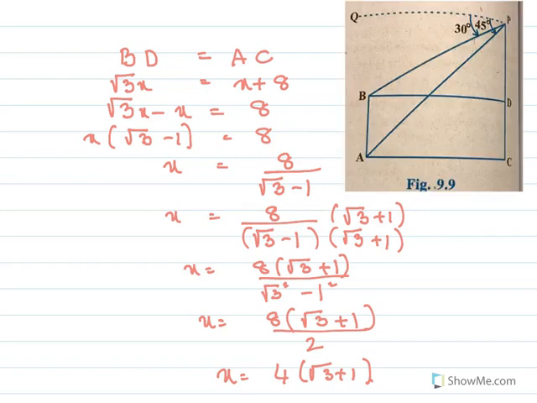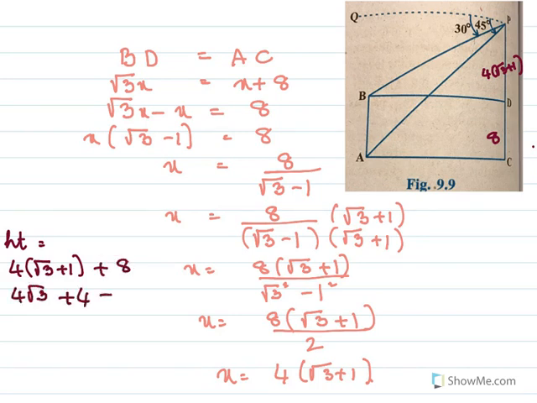So now we have to find the height of the building. Now this was already 10 meter. And here we found this was 8 meter, right? The building was 8 meter tall, and this was 4 root 3 plus 1. So the total height of the building is 4 root 3 plus 1 plus 8.